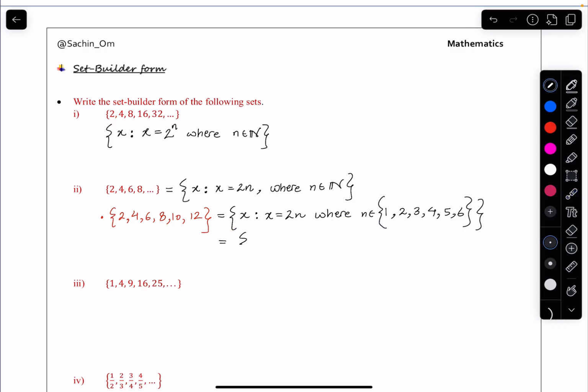I can write it as, instead of writing x here all the time, I can just start with the form itself. The form was 2 times n. So I'm collecting all the elements of the form 2n such that n would be of the form 1, 2, 3, 4, 5, 6. So there isn't really a unique way of writing a set builder form. You can write a set builder form in multiple ways.